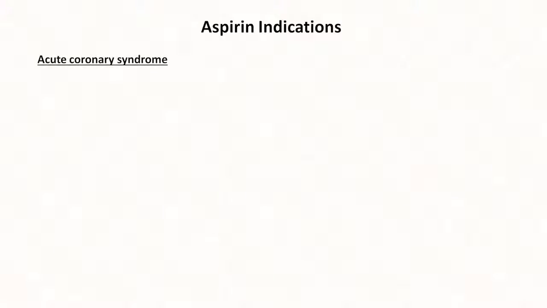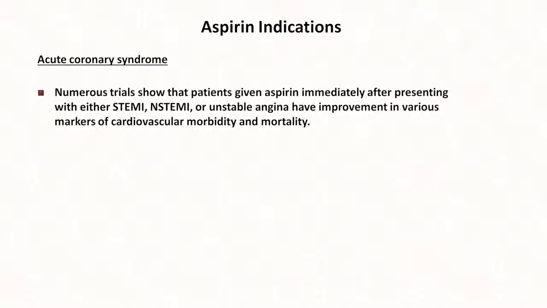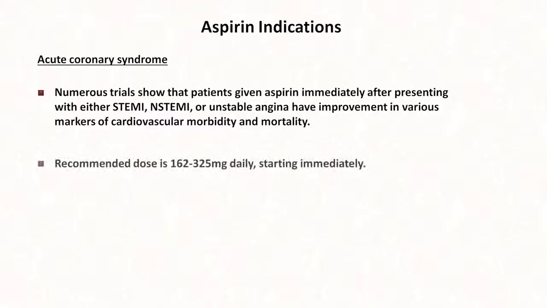So what are aspirin's indications? There are many. I'll talk primarily about 6. The clearest indication for aspirin is acute coronary syndrome. Numerous trials show that patients given aspirin immediately after presenting with either an ST elevation MI, non-ST elevation MI, or unstable angina have improvement in various markers of cardiovascular morbidity and mortality. The recommended dose in this situation is 162 to 325 mg daily, starting immediately.